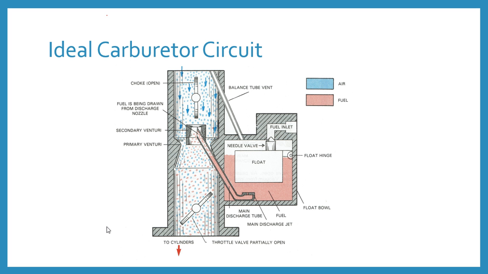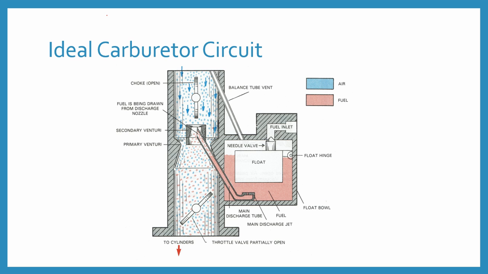So students, here is the picture of the idle carburetor circuit. This one is the float chamber. This is the air horn side where the air enters, and here the air is mixed with the fuel, and then it goes to the intake manifold or to the cylinder.